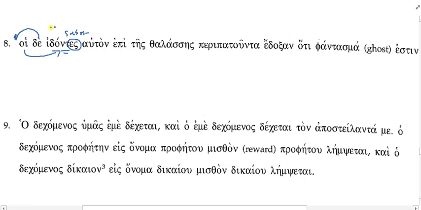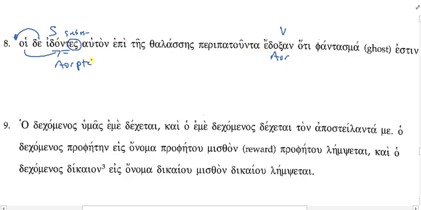This is nominative. It's the subject, right? And here's my verb, edoxon. This is not doxadzo, which means to glorify, but thought. Okay, thought that phantasma estin, thought that he was a ghost. So this is an aorist verb. The ones who, and this is the aorist participle, okay, the ones who saw him thought.